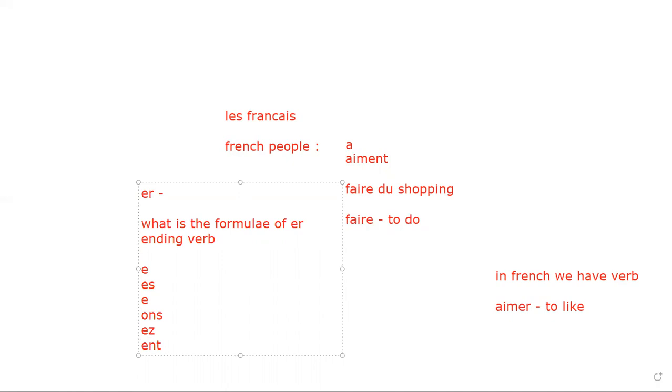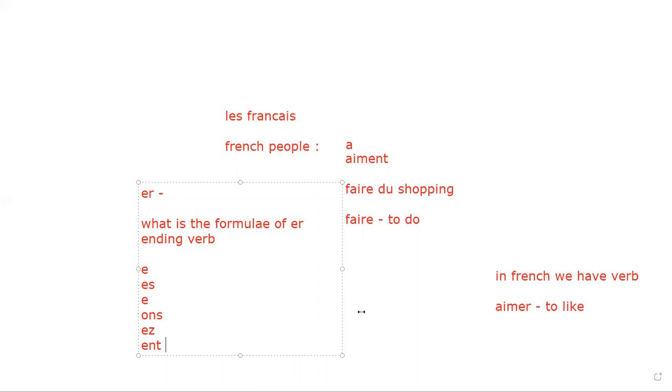If your verb is ending in ER, that's a rule, because in French language we have verb conjugation. If your verb is ending in ER, we have a formula: E, ES, E, ONS, EZ, ENT. Is it clear to you? Now, for example, we have the verb aimer.